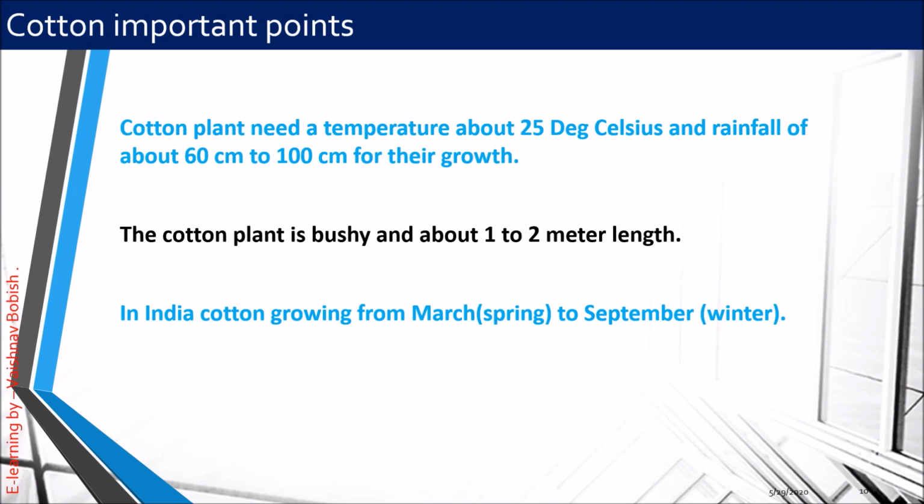Cotton important points. The cotton plant needs a temperature of about 25 degrees Celsius and a rainfall of about 60 to 100 centimeters for its growth. The cotton plant is bushy and about 1 to 2 meters in length. In India, cotton grows from March, which is spring, to September, which is winter.